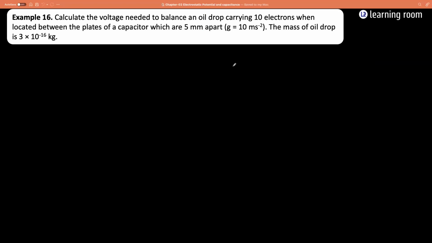What should we calculate? Calculate the voltage needed to balance an oil drop carrying 10 electrons when located between plates of a capacitor which are 5 millimeter apart. The mass of the oil drop is 3 into 10 power minus 16 kilogram. So how to do that?